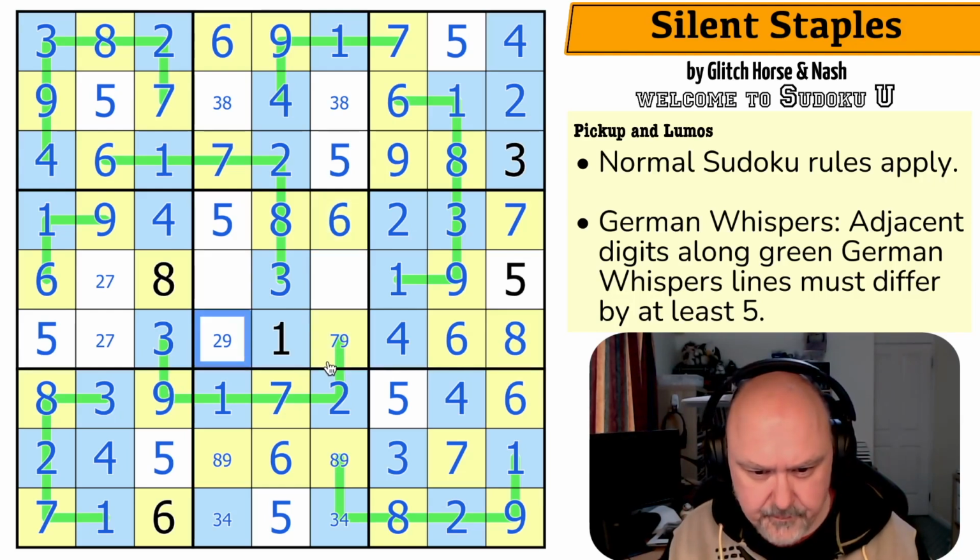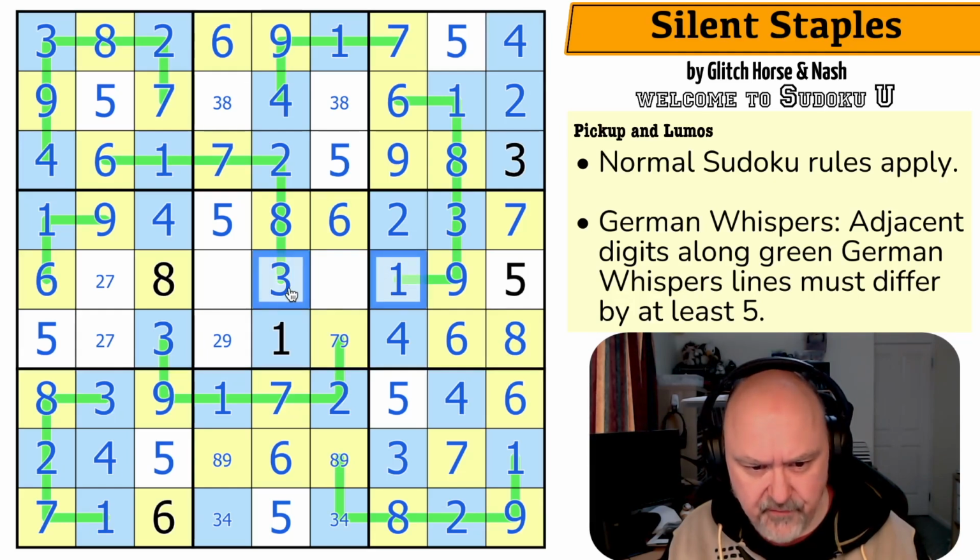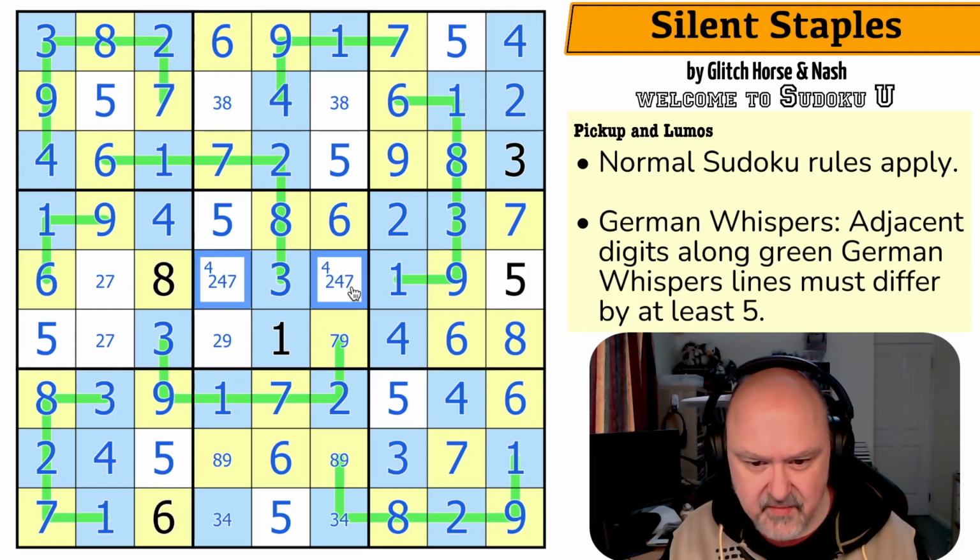But I'm going to keep persisting with it. So 1, 2, 3, 4, 5, 6, 7, 8, 9. So these are 2, 4, and 7 must contain a 4. There's no 2 there. There's no 7 there.